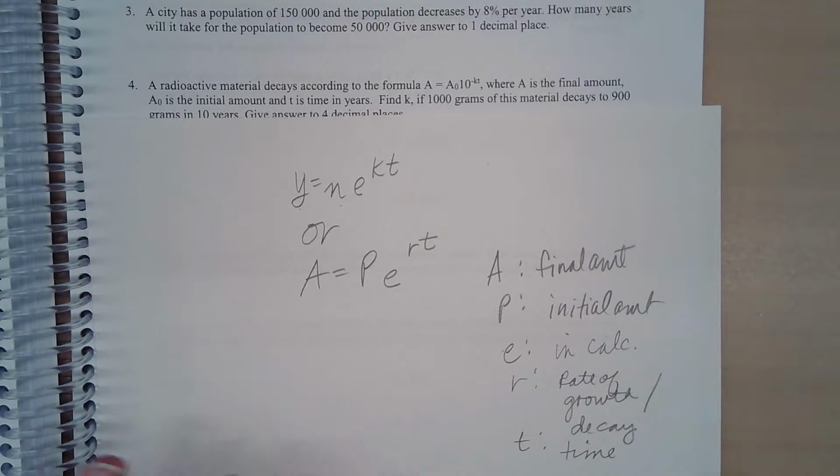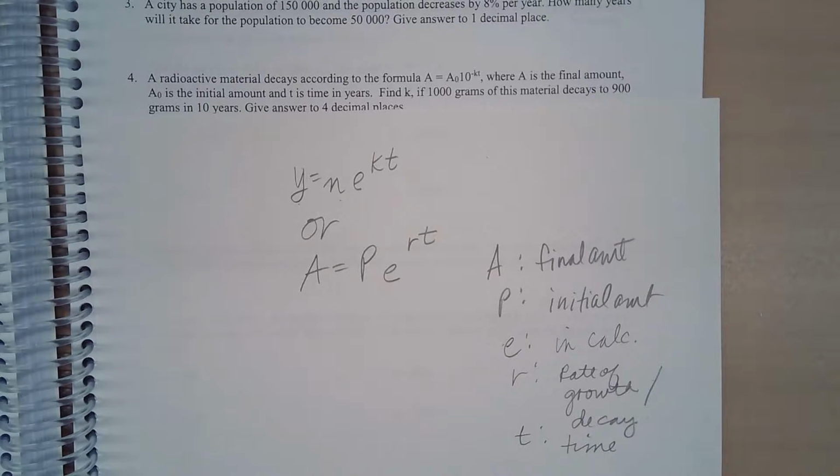Now in compound interest, John, we remember in compound interest, T is always years. But if it's not talking about compound interest, time could be in hours. Remember those WASPs? Hours, days. Okay, so let's see what we have here.